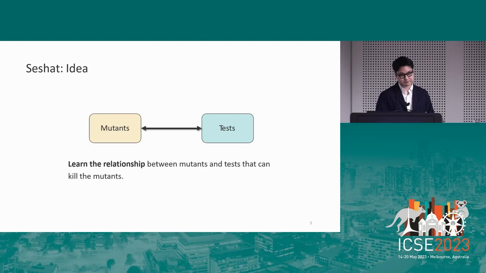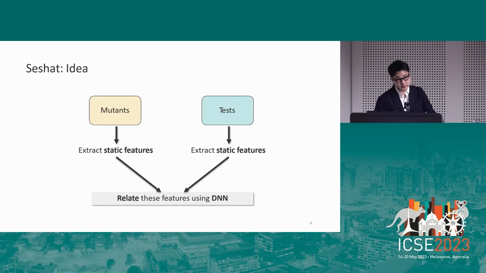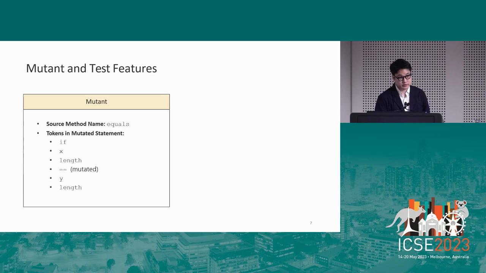Here's our basic idea. Given the mutant and test, we want to learn the relationship between them. Specifically, we want to learn the relationship between mutants and the tests that can kill those mutants. We want to do this without running the test. So we first extract some static features from mutants and tests, and then we relate these features using a deep neural network.